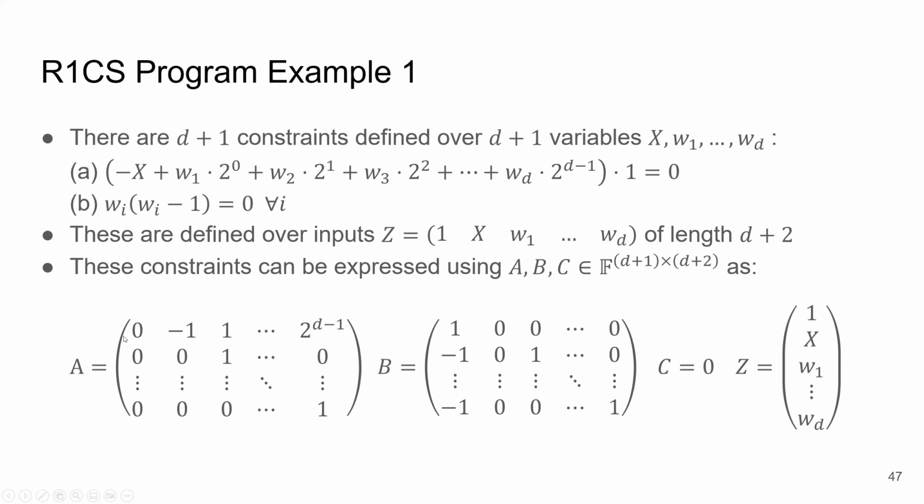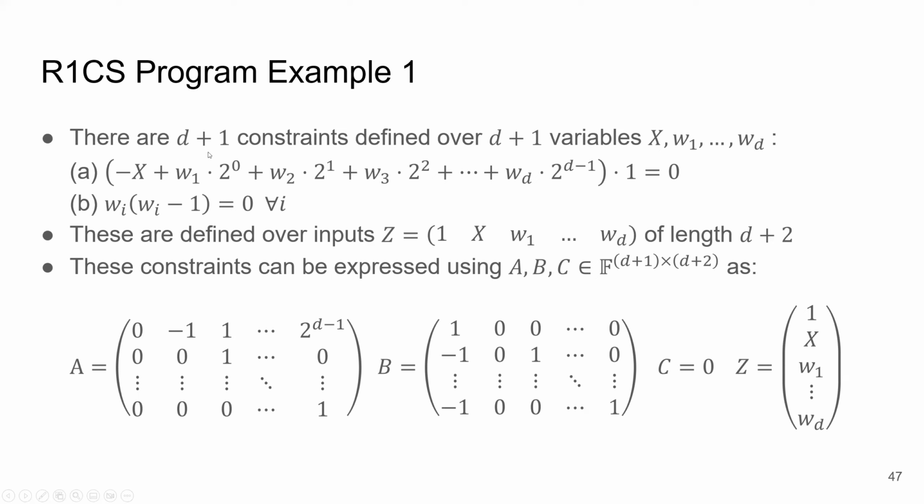The first such matrix A is going to have as each of its rows the coefficients in front of all of the inputs, X, W1, WD, etc., that are part of this first constraint. The second row of A is going to be the coefficients for the second constraint. The third row of A is going to be the coefficients for the third constraint, and so on and so forth. So let's see how that boils down.